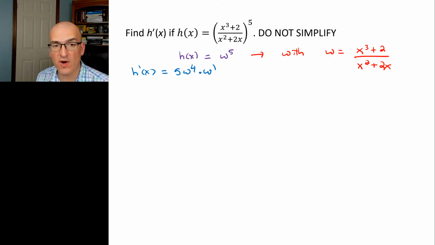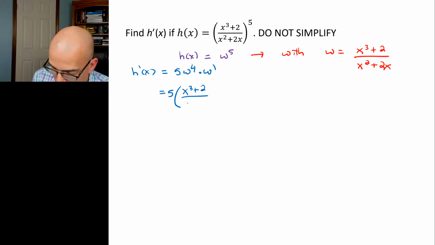It's inside the w prime. When we calculate w prime, we're taking the derivative of the expression in red. That's going to be where the quotient rule is hiding. So 5 times x cubed plus 2 over x squared plus 2x to the power of 4. And I'll leave a space for w prime.